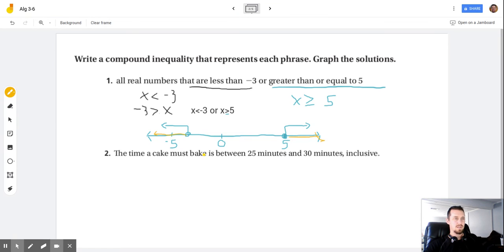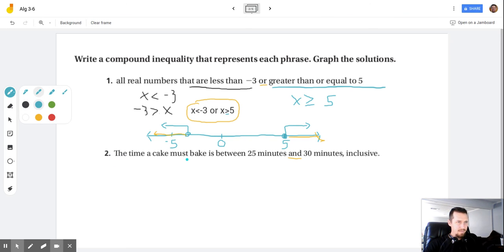Let's look at another example. This is one that uses and. We see and. Here we saw or. So there are different ways. If you see or, you write it like this. If you see and, we're actually going to write the compound inequality without any words. So let's take a look at how we do that.